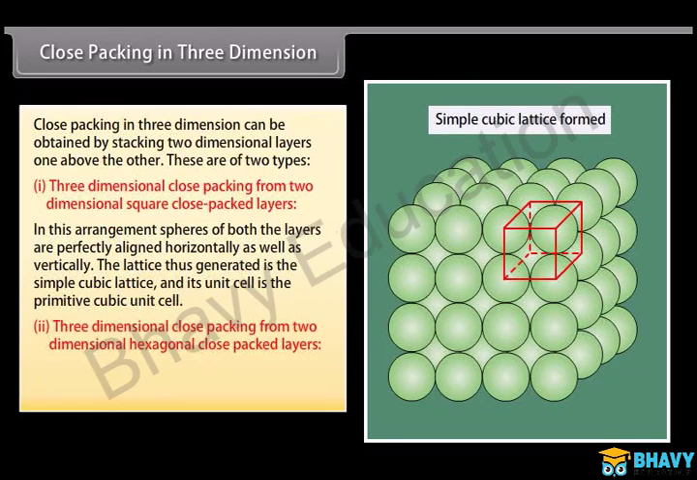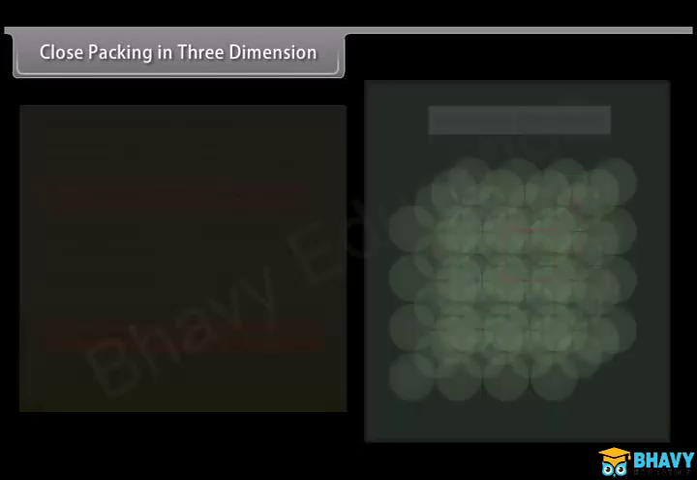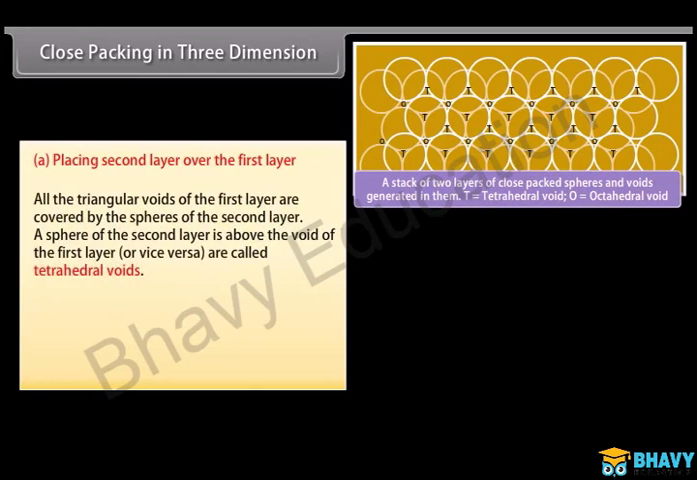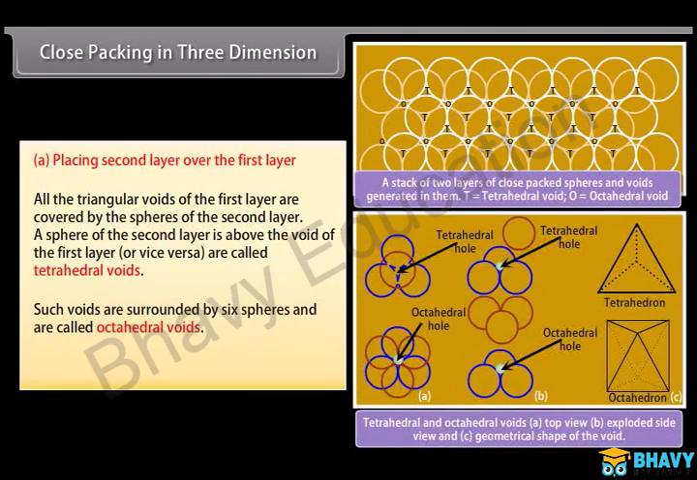3-dimensional close packing from the 2-dimensional hexagonal close packed layers. These can be generated by placing layers one over the other. A. Placing second layer over the first layer. All the triangular voids of the first layer are covered by the spheres of the second layer. A sphere of the second layer above the void of the first layer, or vice versa, forms tetrahedral voids. Voids surrounded by 6 spheres are called octahedral voids.